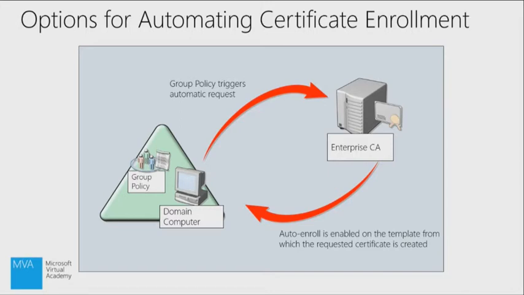Or I can go a step beyond the first option and tell my network, my domain, to automatically issue certificates of given types to given objects, computers or users or network devices, automatically, without them specifically enrolling for those certificates. Right here on this slide, we talk about it. A group policy in my domain triggers an automatic request for a new computer or a new user. Auto-enroll is enabled on the template from which the requested certificate is created, and it's issued automatically.